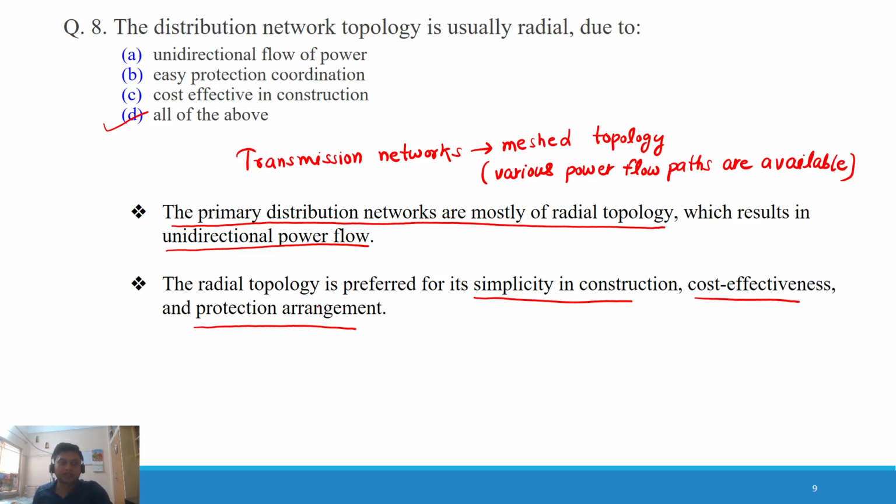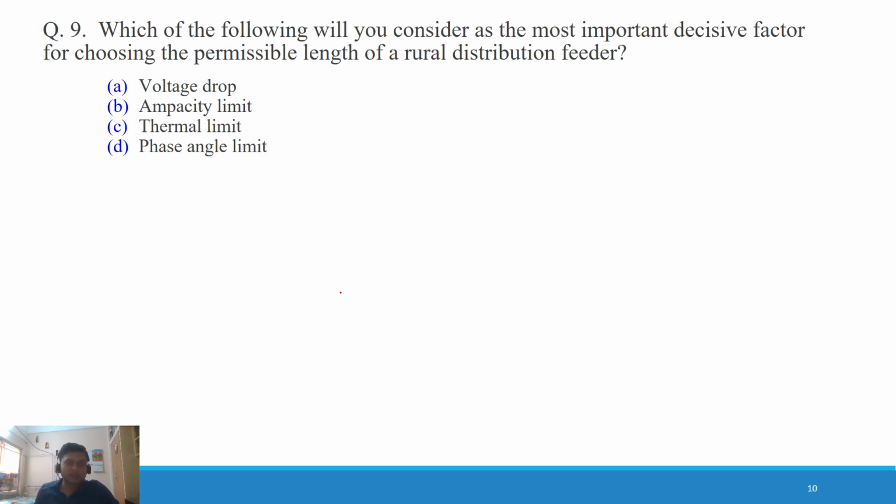Now let us see the next problem. The next problem is: which of the following will you consider as the most important decisive factor for choosing the permissible length of a rural distribution feeder? Options are voltage drop, ampacity limit, thermal limit, phase angle limit. So what do you think which of these options will be correct?